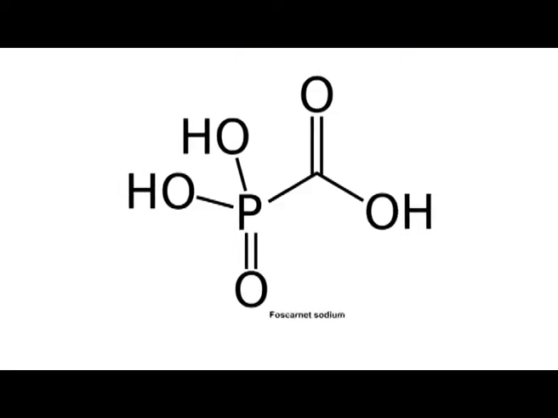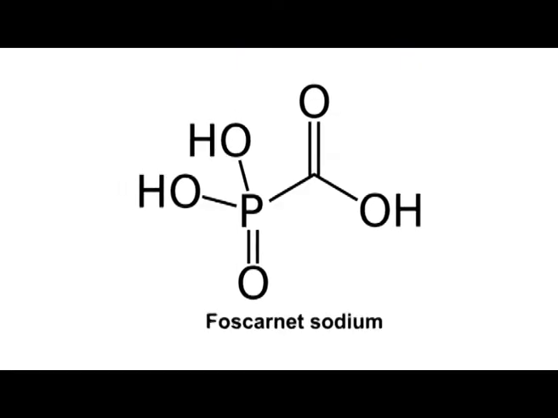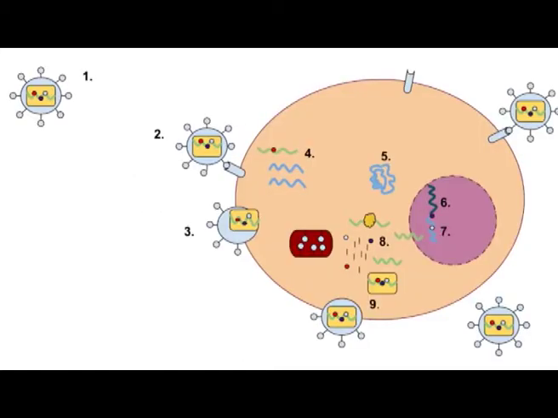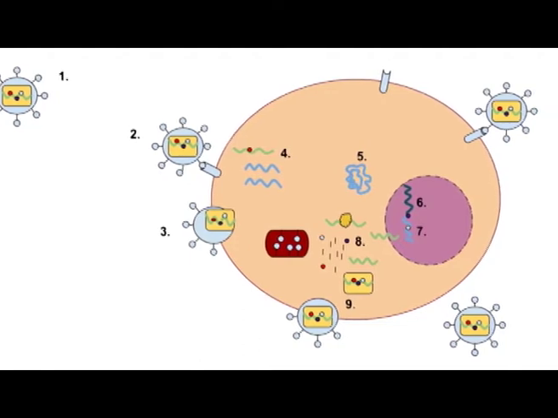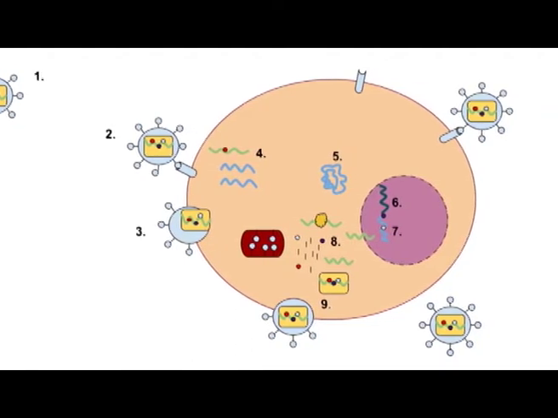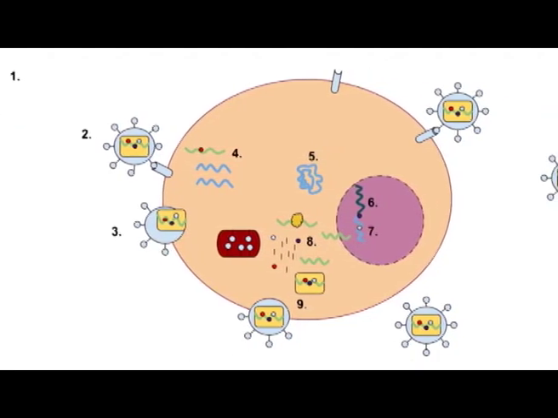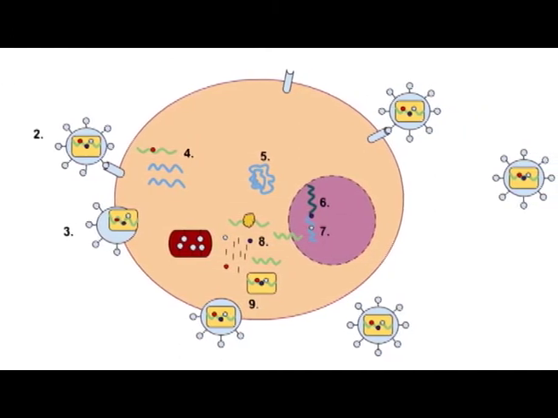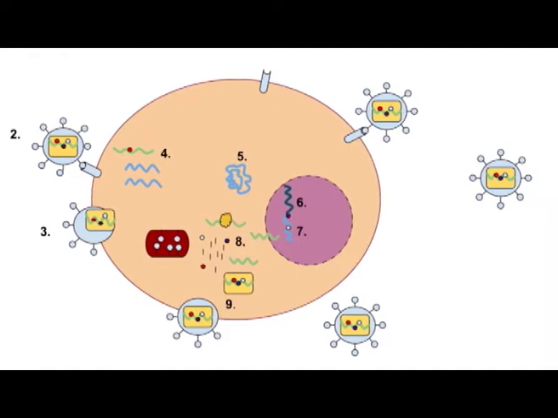Foscarnet. Foscarnet sodium is the trisodium phosphoformate hexahydrate that inhibits DNA polymerase of herpes viruses. It is not phosphorylated into an active form by the host cell enzymes. Therefore, it has the advantage of not requiring an activation step before attacking the target viral enzyme.